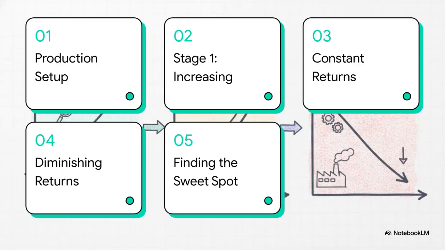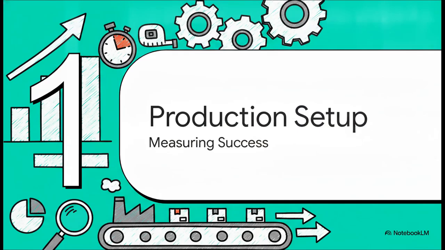Here's our quick agenda for today. We'll start with the production setup, then move into stage 1, increasing returns. Check out the constant returns phase, dive into diminishing and negative returns, and finally, finish up by finding the sweet spot. All right, let's kick things off with Section 1, the production setup.